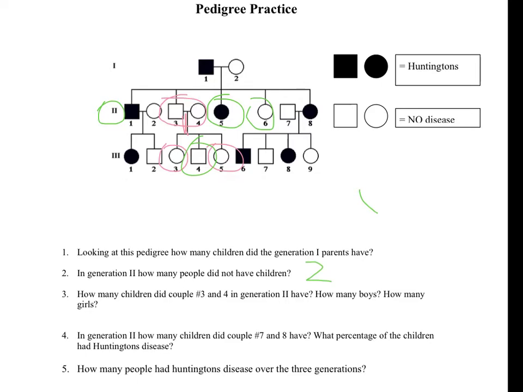So to answer that question, how many children did they have? They had 3 children, with 2 girls and 1 boy would be the correct answer for that one.